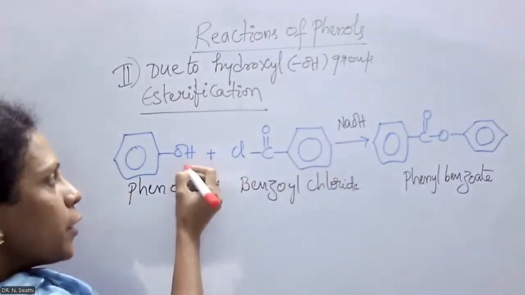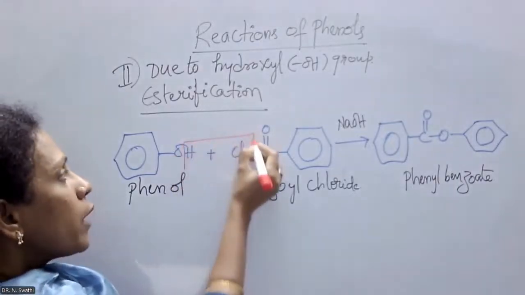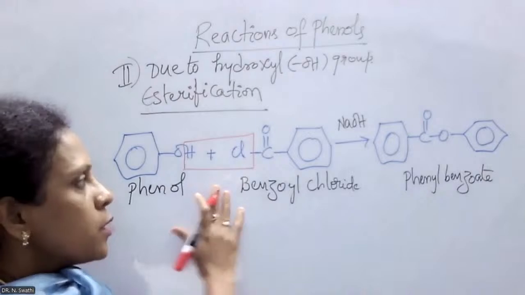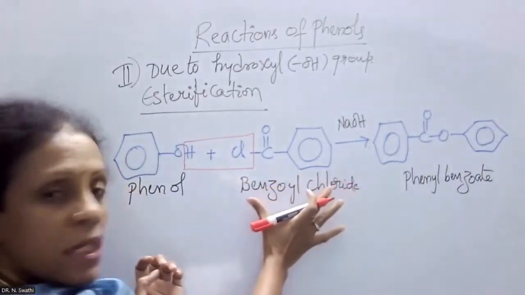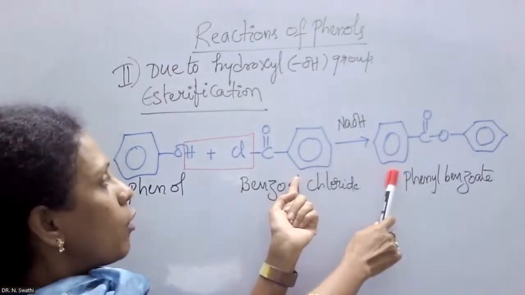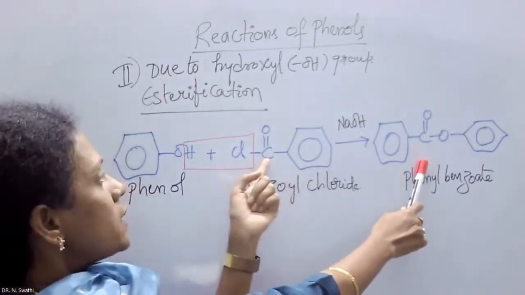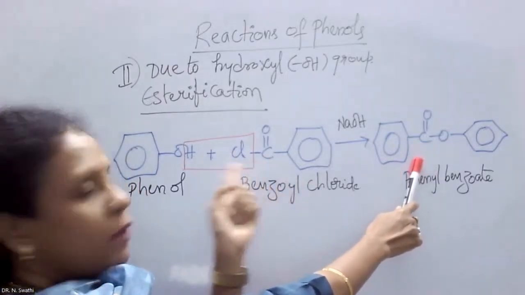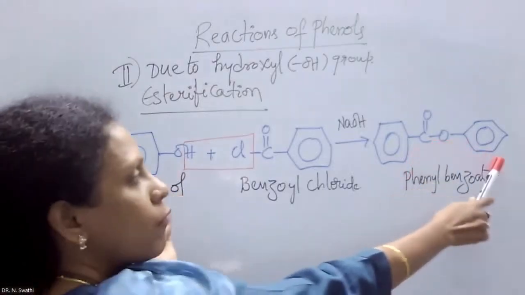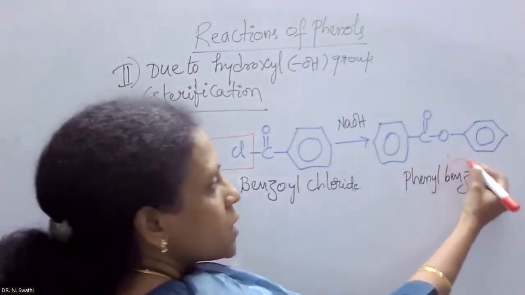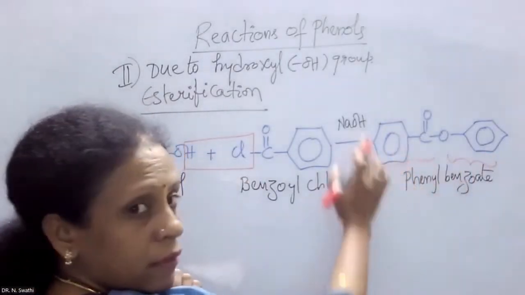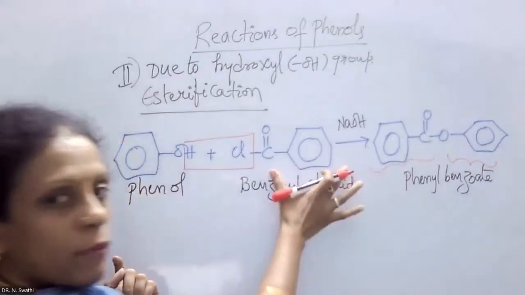You can consider that hydrogen from phenol and the chloride group from benzoyl chloride will be removed in this particular reaction. The resulting product is written by considering the benzoyl chloride structure first. First write the benzene ring system of benzoyl chloride, then the CO group; this carbonyl group of benzoyl chloride will be attached to the oxygen of phenol after reaction, along with the benzene ring system. This part is obtained from phenol, while this part, that is the benzene ring C6H5 with the CO group, is obtained from benzoyl chloride.